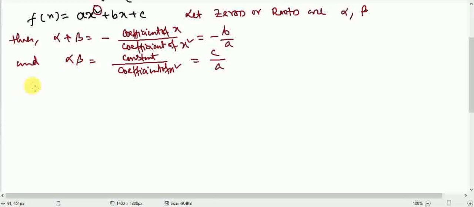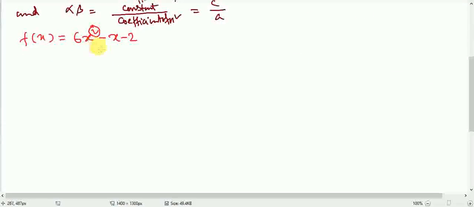Okay, let's take an example. Let f(x) equal to 6x square minus x minus 2. Okay, this is the polynomial. As maximum exponent value of the variable is 2, that means this should have maximum 2 zeros. Okay, one may be 0 and other one may have some real value.